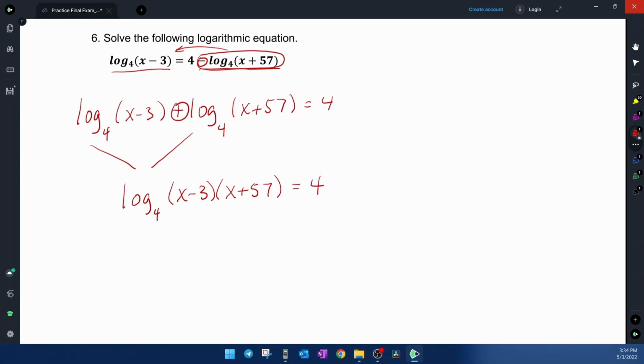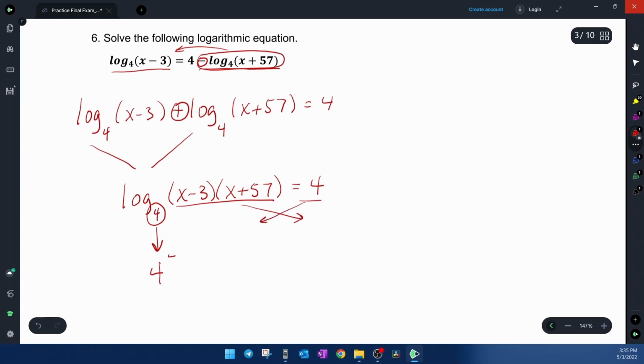And now that I have this condensed to a single logarithm, I can convert to exponential. So we're going to bring the base down, switch the other 2 around, and I'm going to FOIL on the fly. x times x, x squared. On the outside, we have a plus 57x. On the inside, we have a minus 3x. And last but not least, 57 times negative 3 is negative 171.